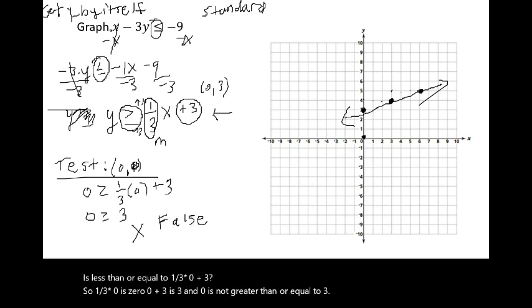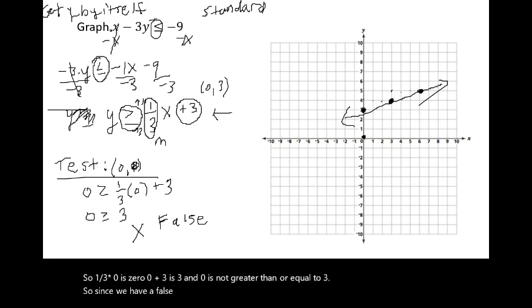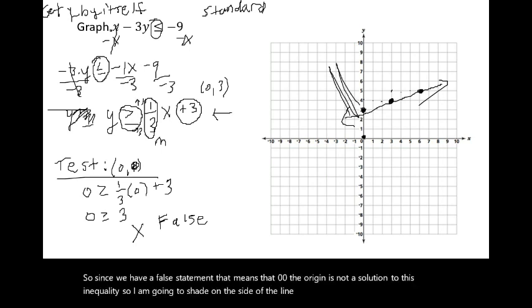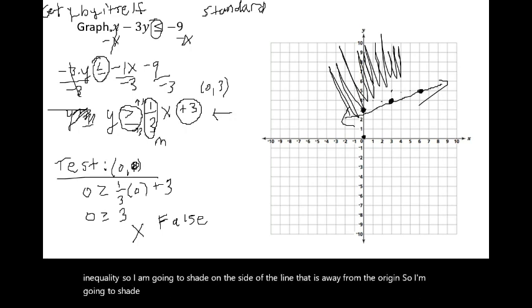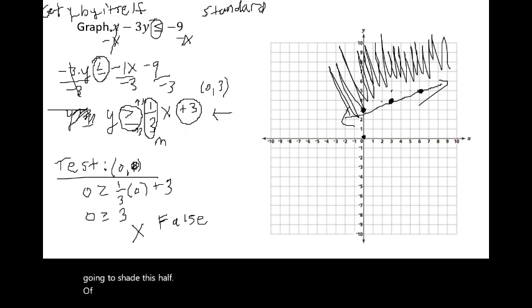So since we have a false statement, that means that 0, 0, the origin, is not a solution to this inequality. So I am going to shade on the side of the line that is away from the origin. So I'm going to shade this half of the coordinate grid above the line.